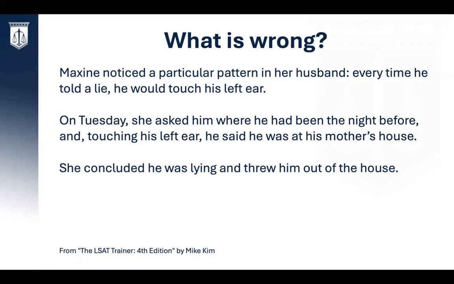Okay. What is wrong with this reasoning? Maxine noticed a particular pattern in her husband. Every time he told a lie, he would touch his left ear. On Tuesday, she asked him where he had been the night before. And, touching his left ear, he said he was at his mother's house. She concluded he was lying and threw him out of the house. Fails to consider, takes for granted.